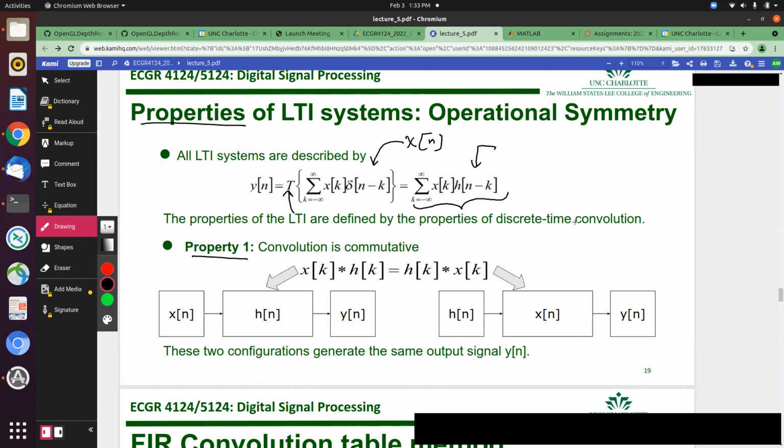That makes sense? Yeah. What about when you're talking about the feedback systems? I might be getting ahead of myself. No, we will get to that, but it's good to ask that here. But this is satisfied irrespective of whether it's finite length or infinite length. It's always true. Any other questions?